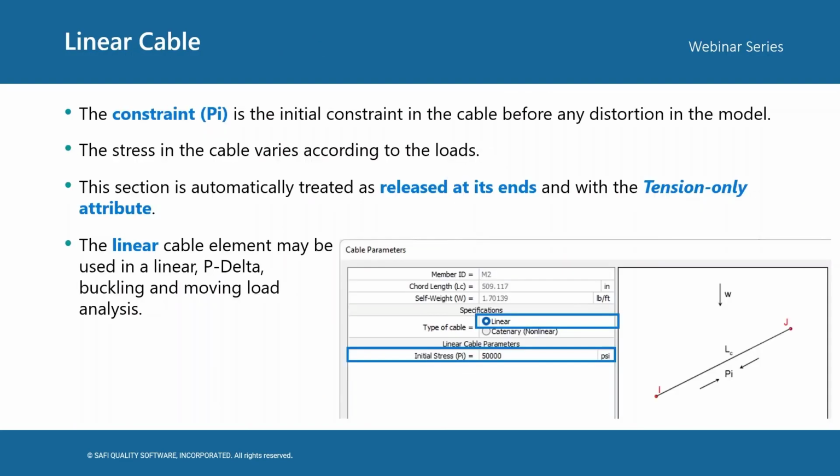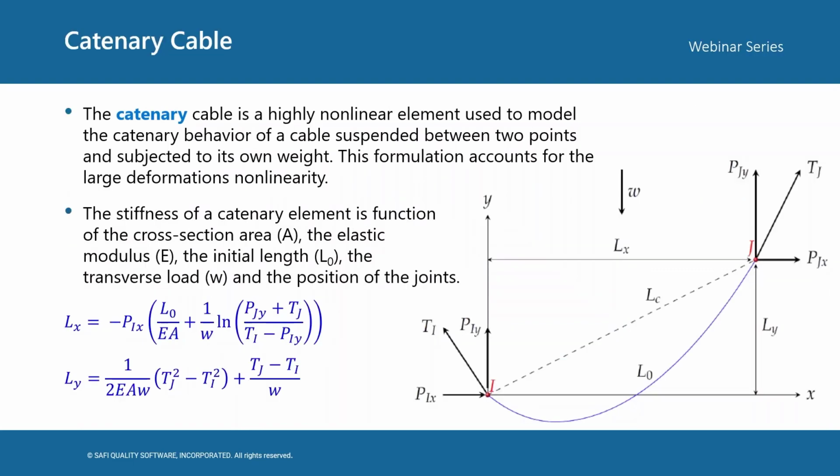The first type of cable we have is a linear cable. To define a linear cable, the user must specify the initial stress, Pi, in the cable before any distortion in the model. The linear cable element may be used in a linear analysis, P-delta analysis, buckling analysis, and moving load analysis. It is important to enable the one-way element option when we run the analysis if we have cables in the model. The second type of cable is a catenary cable.